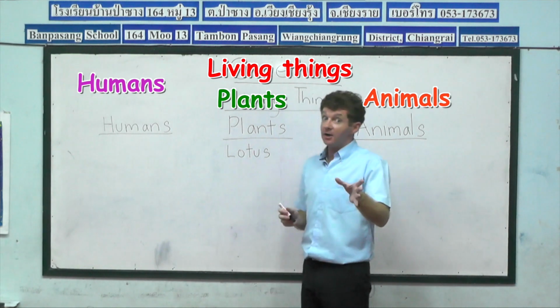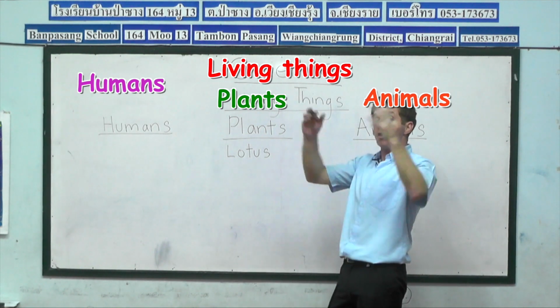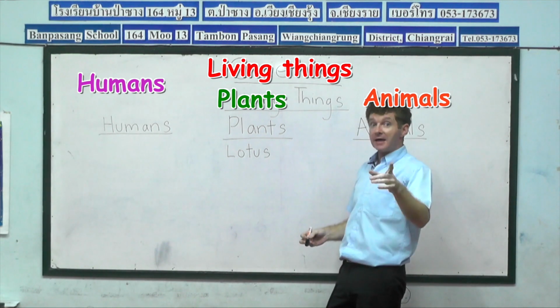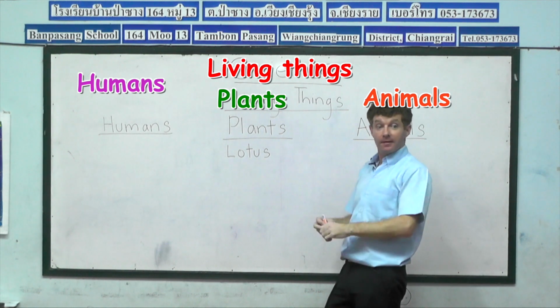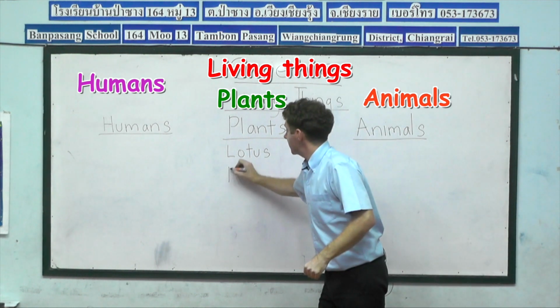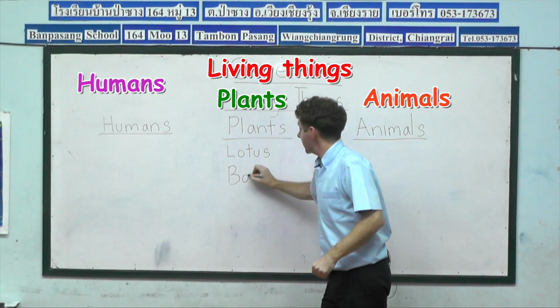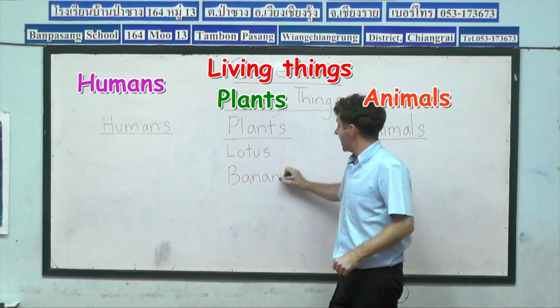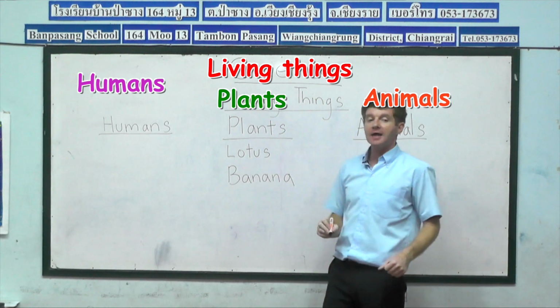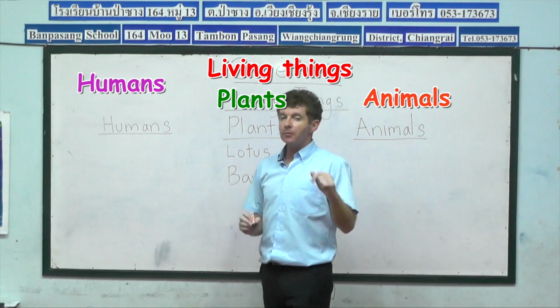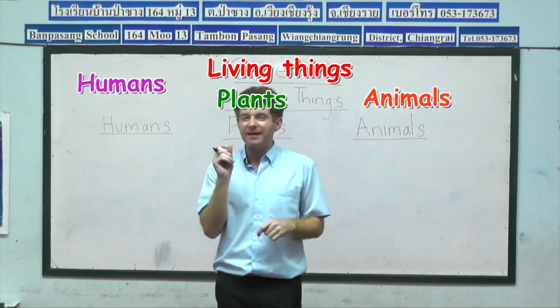Yes. Any more examples? Banana. Banana is a fruit, but they grow on trees or plants that are called banana plants. B-A-N-A-N-A. Very good, guys. Now, how about a plant that begins with the letter C?